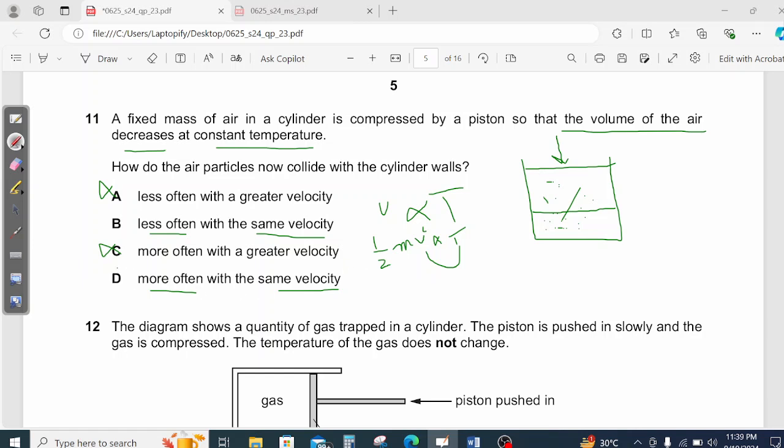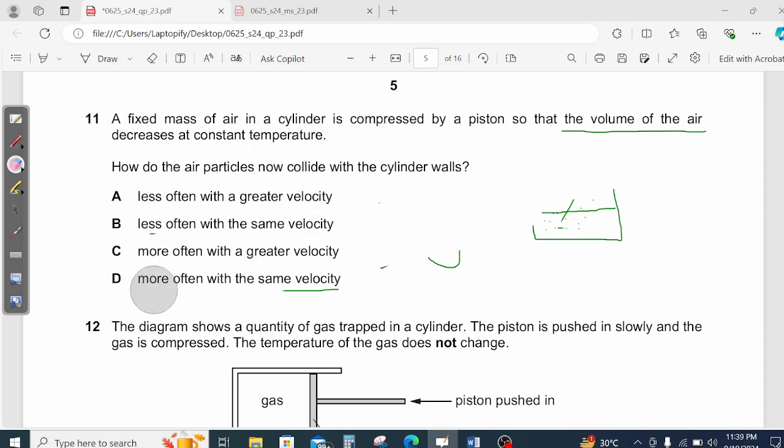So your option will be D. They collide more often with the same velocity. Same velocity means the temperature is constant. When the temperature is constant, the velocity will be the same. So I have given you the detailed overview of this question.